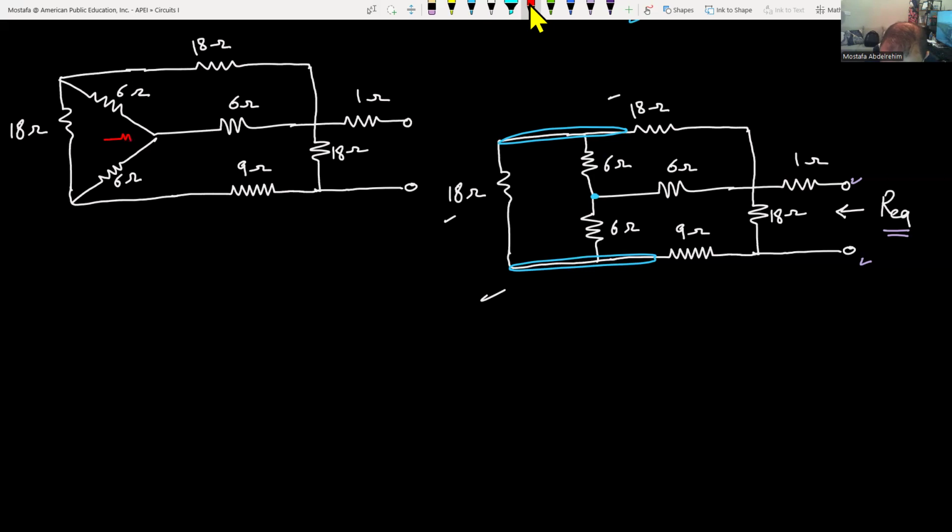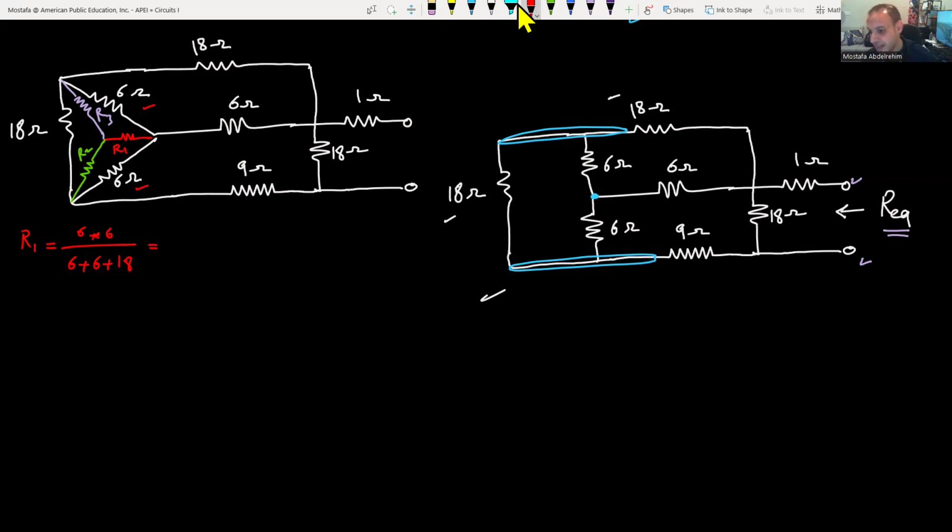So this is R1. This is R2. I'm going to draw them with different colors so it becomes clear for you. And this is R3. Let's start with R1. R1 is between the 6 ohm and the 6 ohm. So 6 multiplied by 6 divided by the summation of all the resistances in the delta connection. We have 3 resistances, 6 plus 6 plus 18.